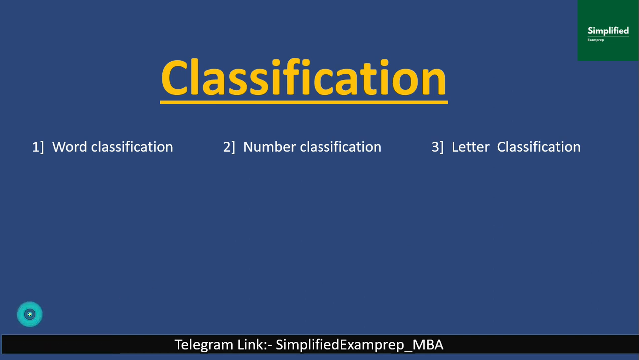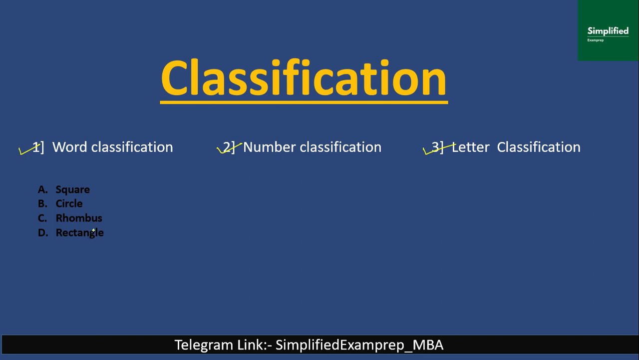Now see, what are the types of classification, or you can say the types of questions. The first type is word classification, then we have number classification, and third is letter classification. Now let's understand what word classification is with an example. See, we have here 1, 2, 3, 4, a group of words. First is square, second is circle, third is rhombus, and fourth is rectangle.